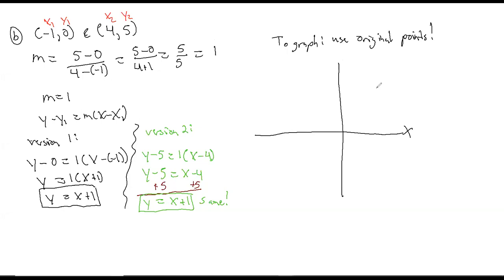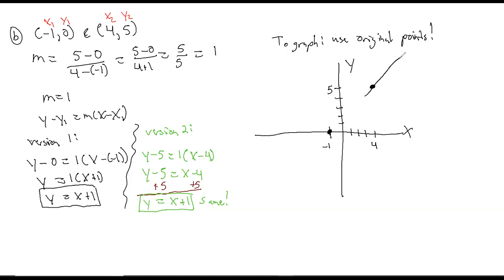All right. So we got (-1, 0), so that's left 1, up or down nothing. So there's our first point. And then (4, 5) is going to be right 4: 1, 2, 3, 4. I'm just going to label the 4. And then up 5: 1, 2, 3, 4, 5. And again, I'm just going to label the 5. So right 4, up 5. Looks like about right there. Connect the dots to make your line.